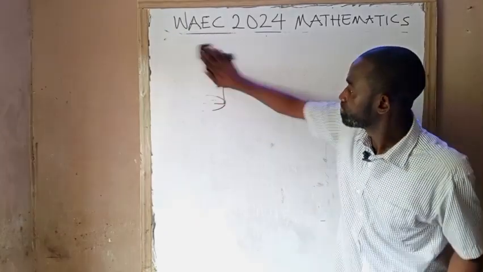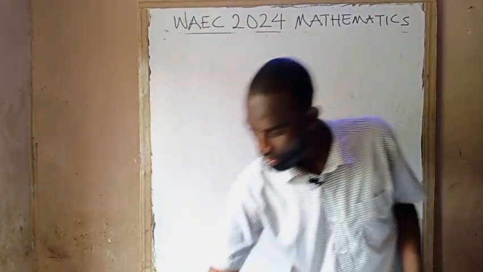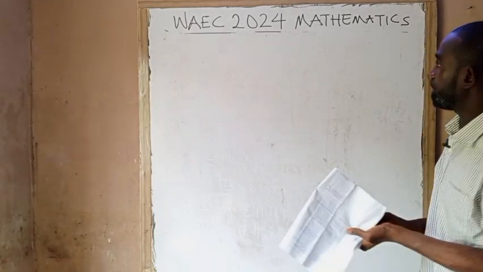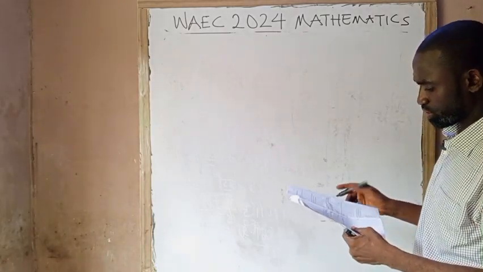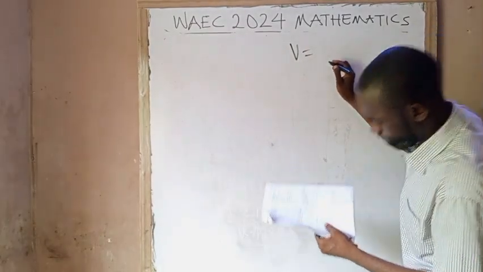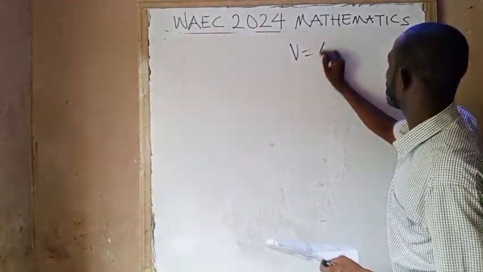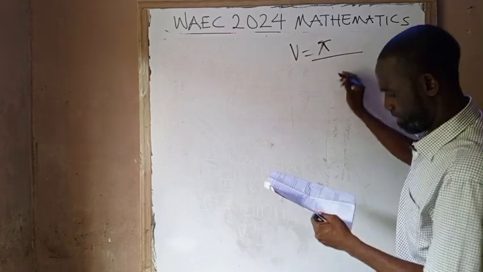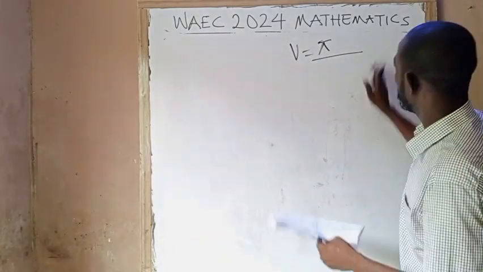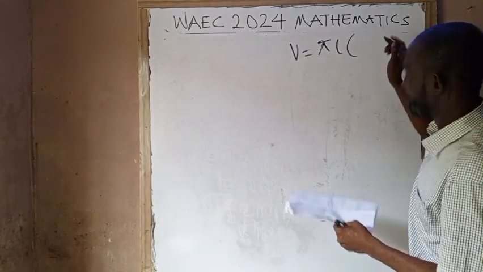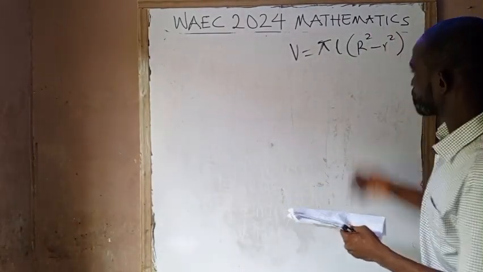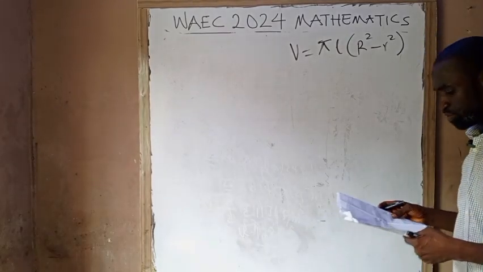Next one, question number 15. It is under subject of formula. We have to make R the subject of the formula. We have B is equal to pi L open bracket R squared minus r squared. We have to make big R the subject of the formula.